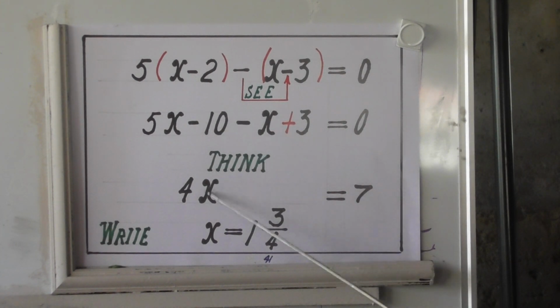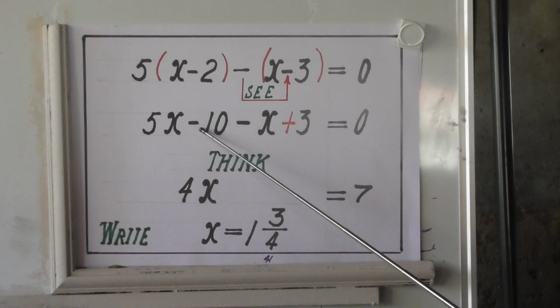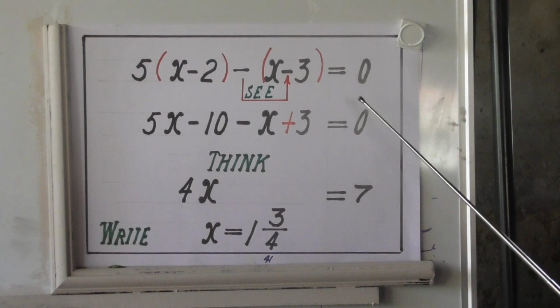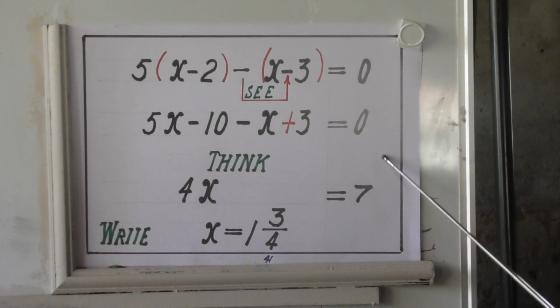5x negative x is 4x. Negative 10 becomes 10. Positive 3 becomes negative 3. So the result is 7. Times by 4 is division by 4 here. So x is 7 on 4. And that is an improper fraction. How many 4s in 7? 1. How many left over? 3. And the name stays the same.